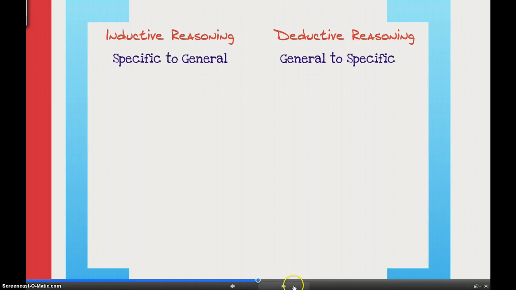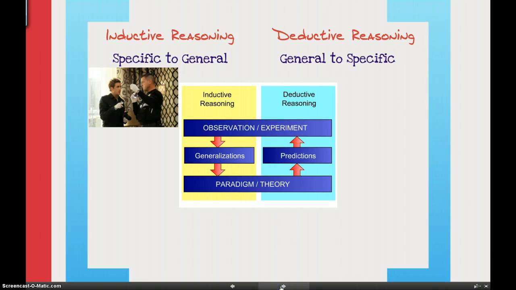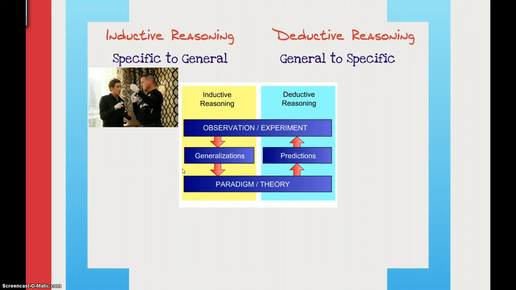Let me show you a graphic organizer to help you with that. So basically, inductive reasoning starts out with individual observations or experiments. This is kind of like CSI. So individual clues lead to an overall theory for what happened in CSI. So what you'll see with an article that uses inductive reasoning is that they will set up lots of individual items or reasons that support an overall theory. Specific observations lead to an overall conclusion.